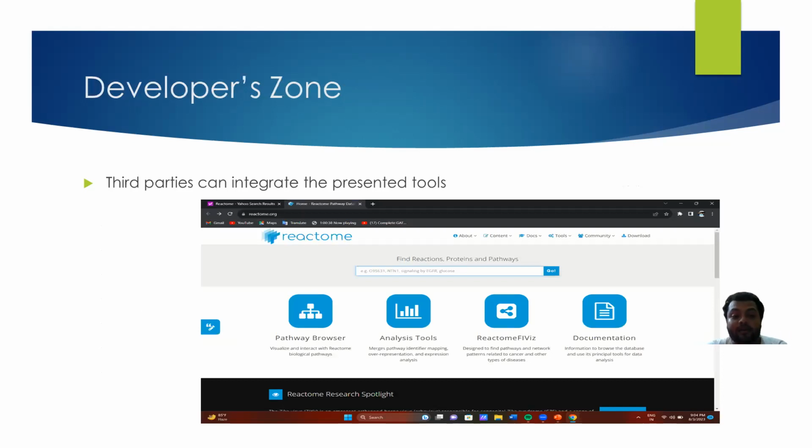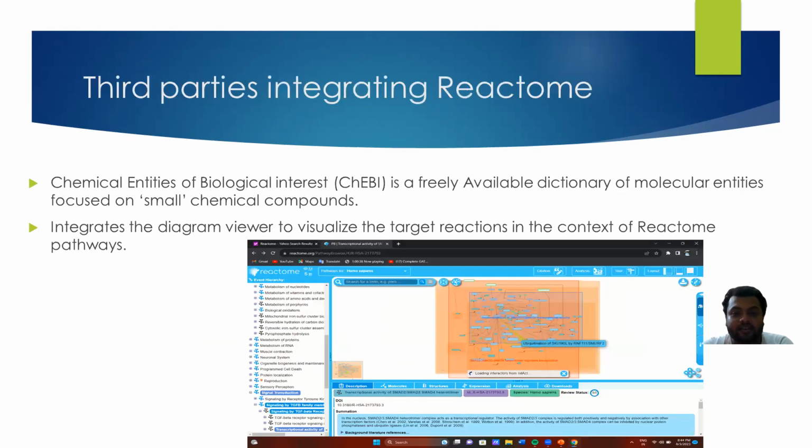Developer zone. Third parties can integrate the presented tools, pathway browser, analysis tools, recommended Reactome freebies, documentation, etc. Third parties integrating Reactome: Chemical Entities of Biological Interest (ChEBI) is a freely available dictionary of molecular entities focused on small chemical compounds. It integrates a diagram viewer to visualize the target reactions in the context of Reactome pathways.